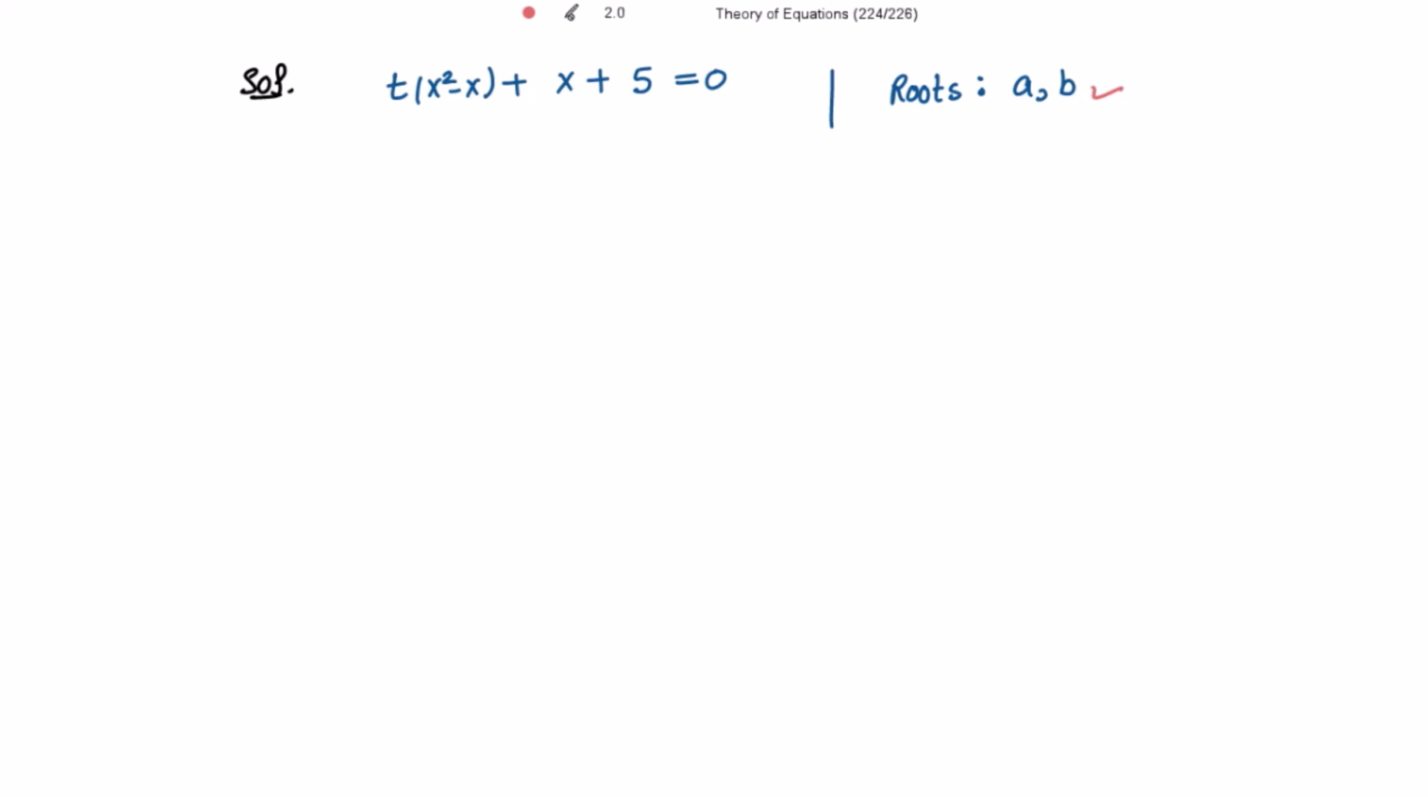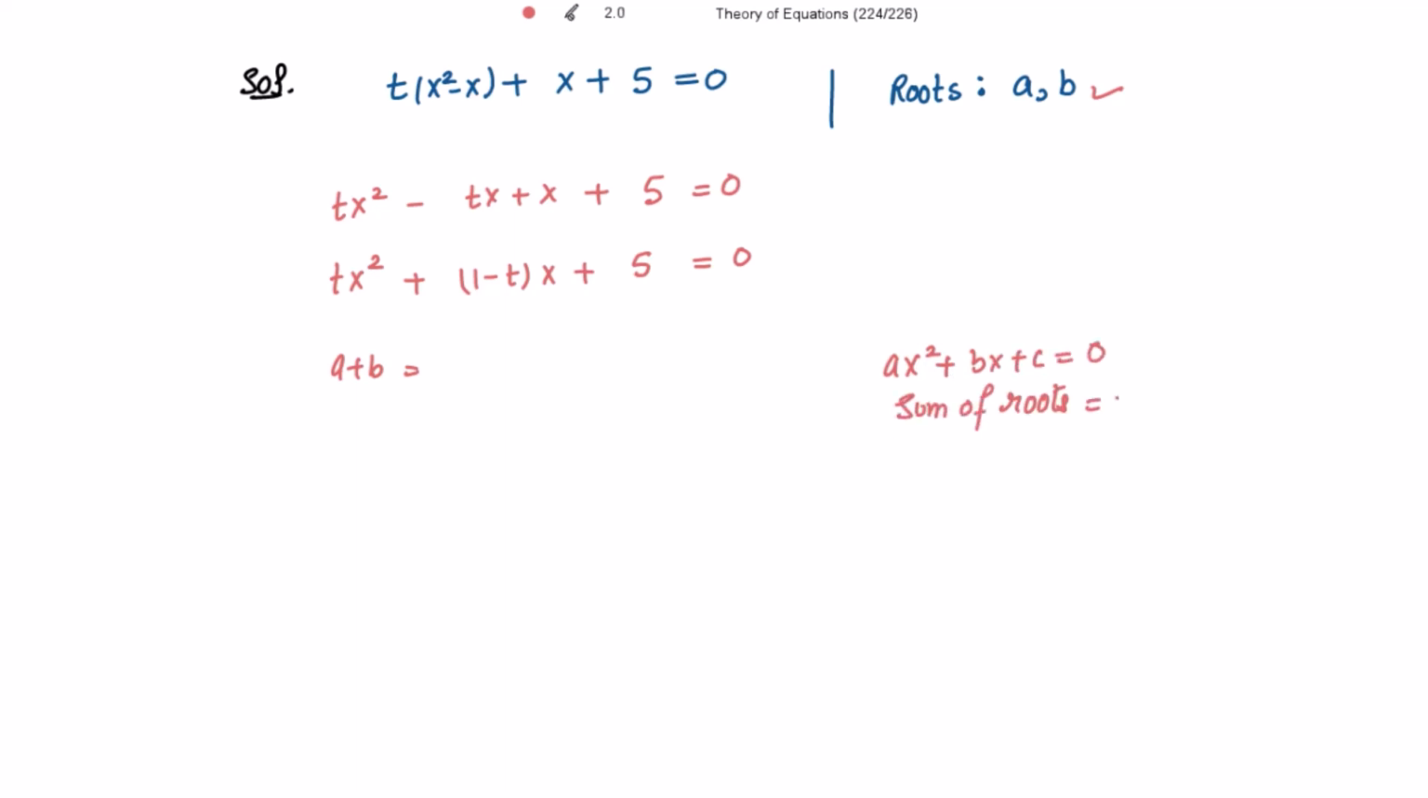This equation further can be written as t x² − t x + 5 = 0. So that is t x². Taking x common, we are getting (1 − t)x + 5 = 0. Now the sum of the roots is −b/a for the quadratic equation ax² + bx + c = 0, and the product of the roots is c/a.